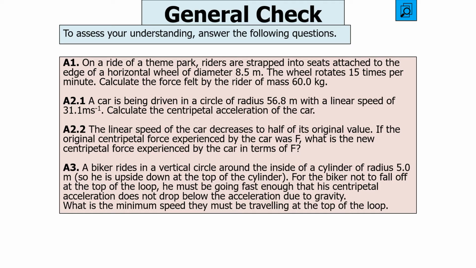Then, a biker rides in a vertical circle around the inside of a cylinder of radius 5.0 meters, so he's upside down at the top of the cylinder. For the biker not to fall off at the top of the loop, he must be going fast enough that his centripetal acceleration does not drop below the acceleration due to gravity. What is the minimum speed they must be travelling at the top of the loop? So pause the video now, then unpause the video when you want to go through your answer.